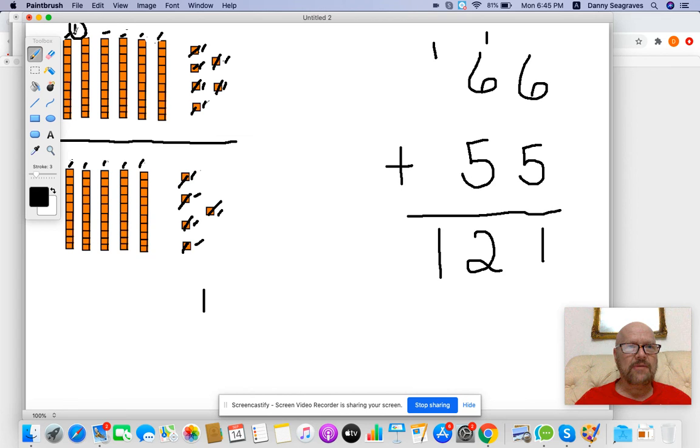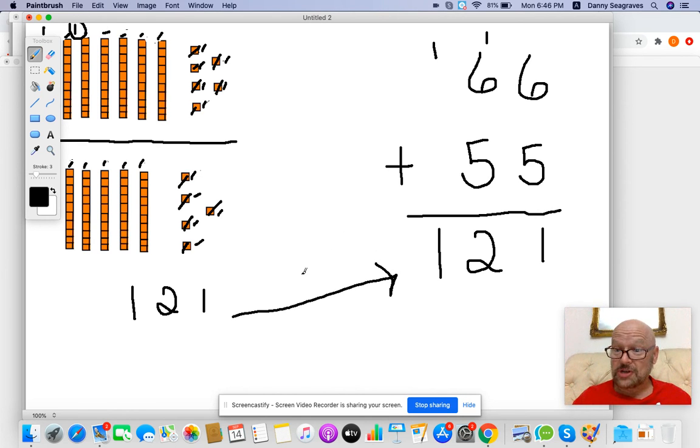How many 10s do I have? I have 1, 2, 3, 4, 5, 6, 7, 8, 9, 10, 11, 12 tens. So I'm going to put down a 2 here. And I'm going to put a 1 over here because actually when you have 10 tens, that's 100. So I have 100. And I'm going to put that 100 down here in the hundreds column. There's 121 again. And that, boys and girls, is how we add two-digit numbers and regroup.